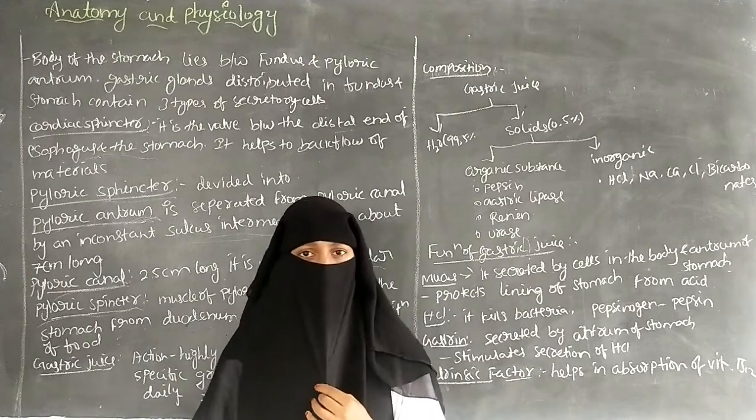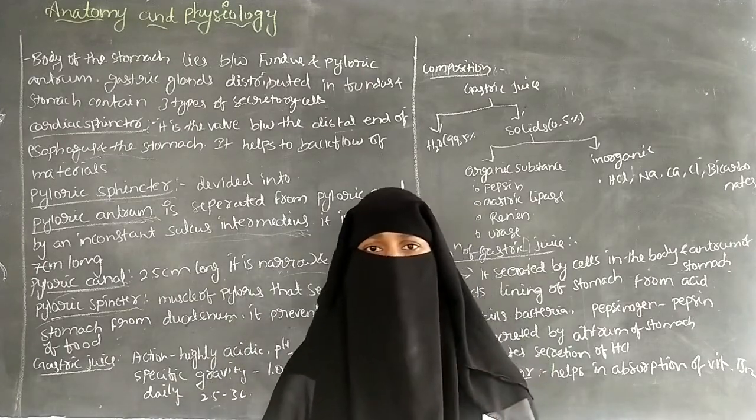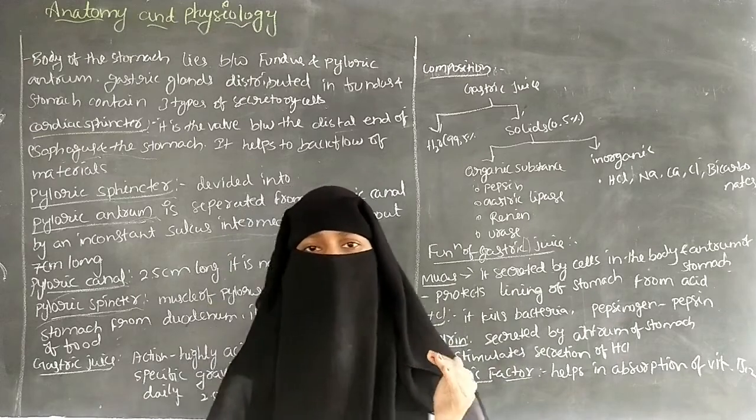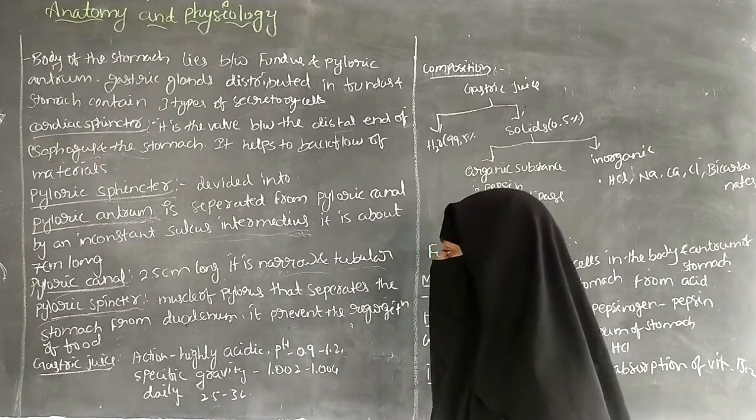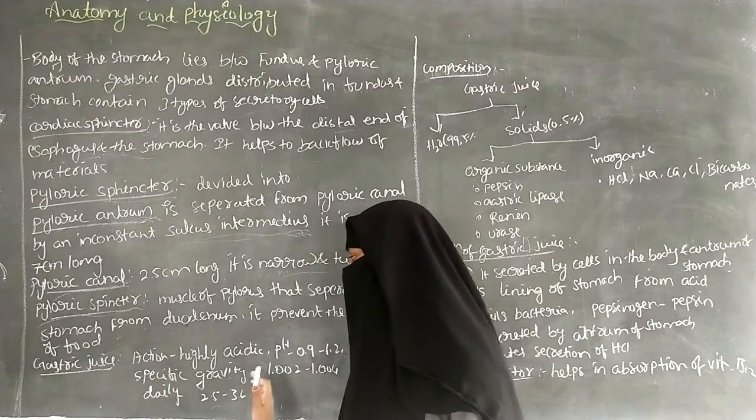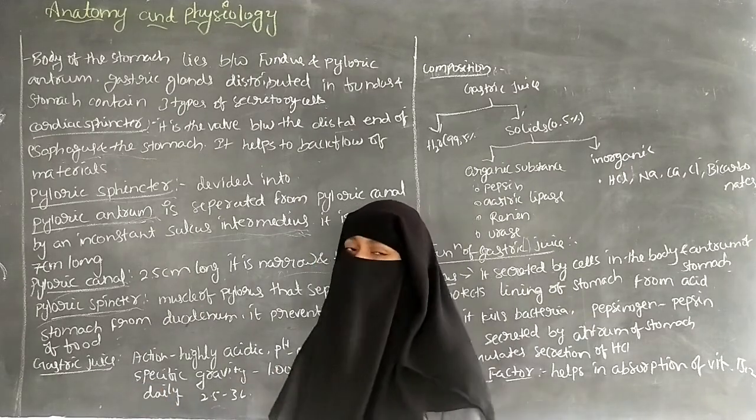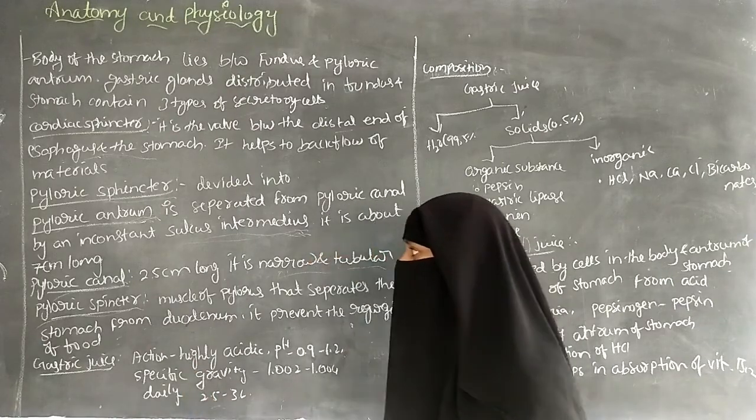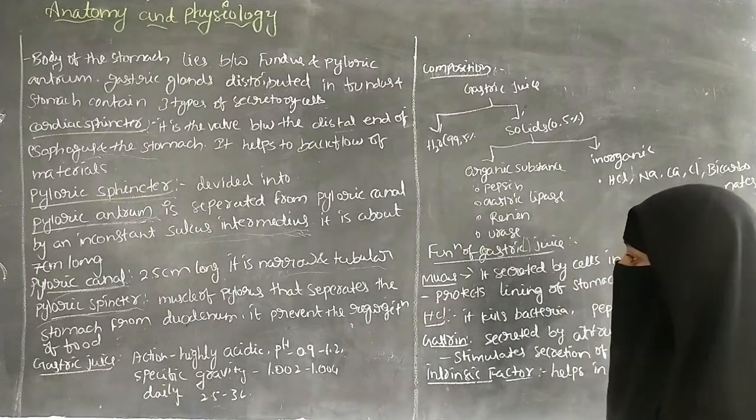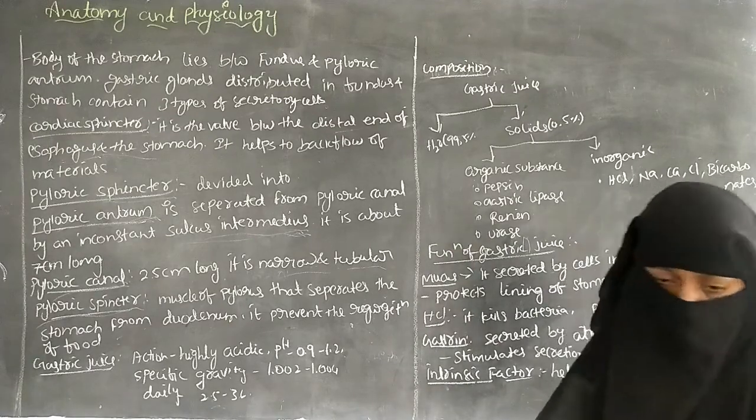Daily, the gastric glands in the stomach secrete 2.5 to 3 liters of gastric juice per day. So that is about the gastric juice.